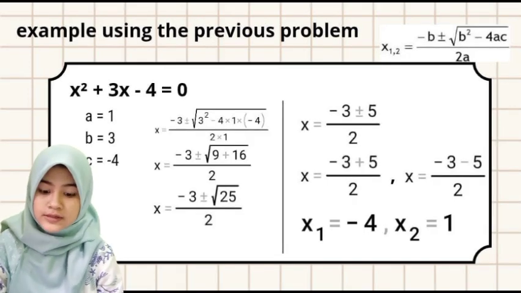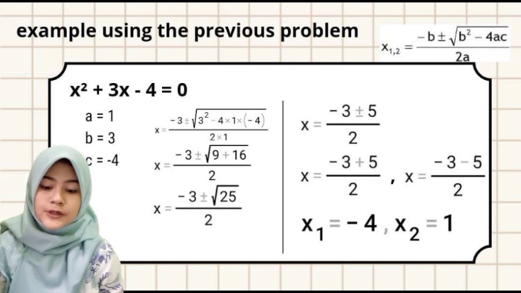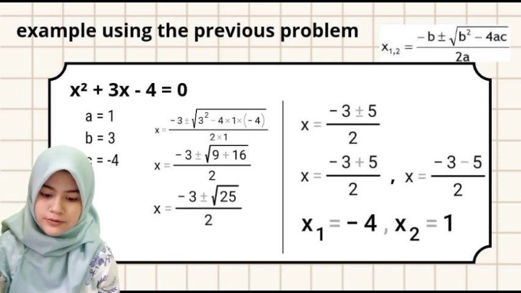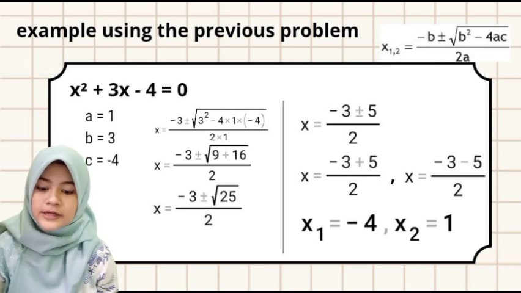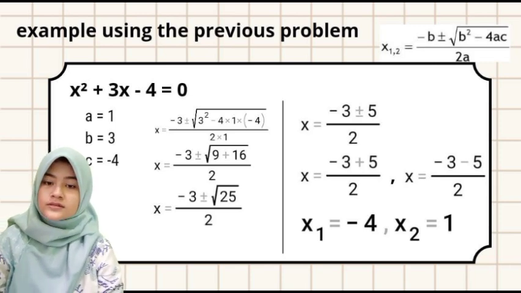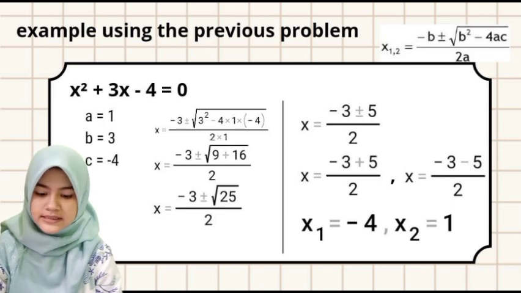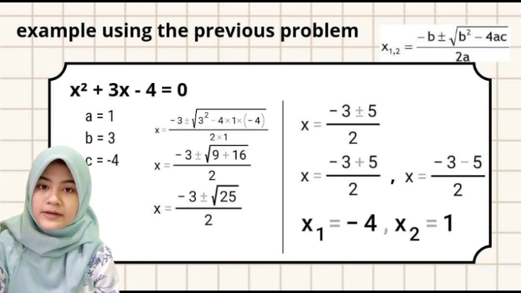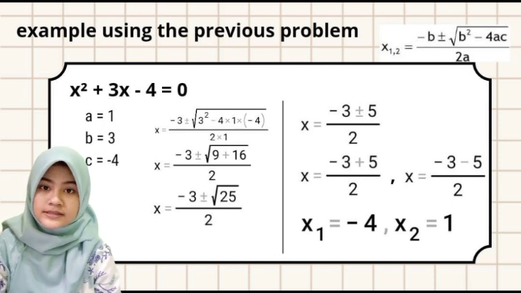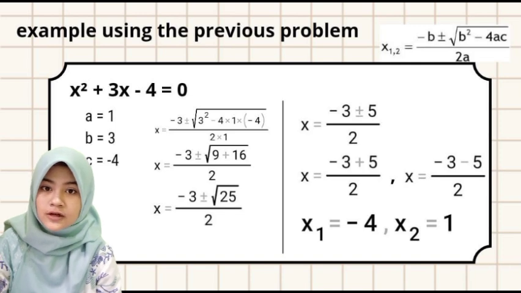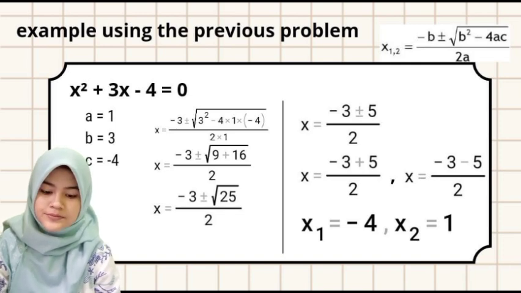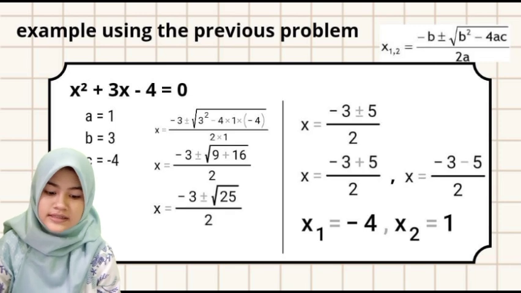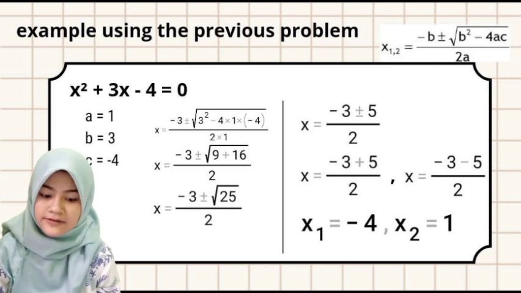So, x equals minus 3 plus minus root of 3 to the power of 2 minus 4 times 1 times minus 4 divided by 2 times 1. So, x equals minus 3 plus minus root of 9 plus 16 divided by 2. X equals minus 3 plus minus root of 25 divided by 2. So, the x is minus 3 plus minus 5 divided by 2.